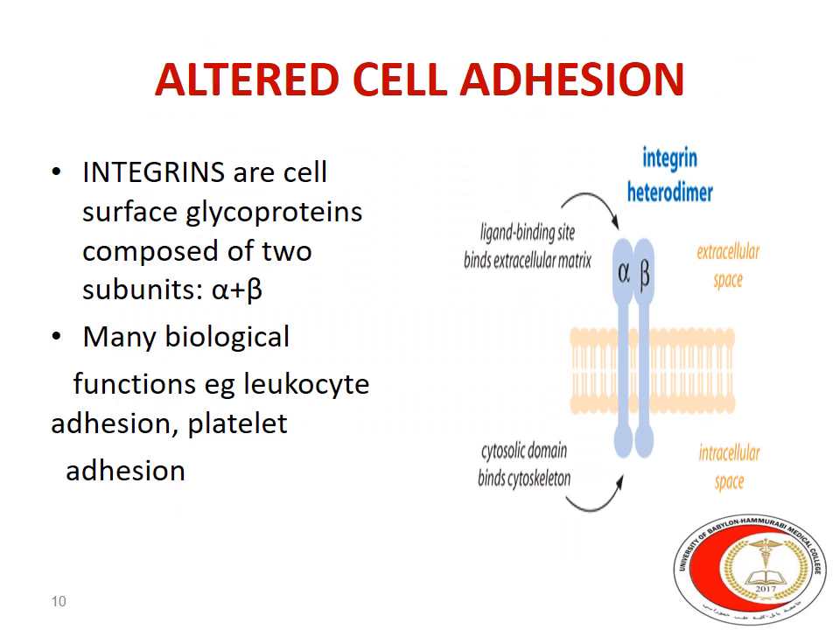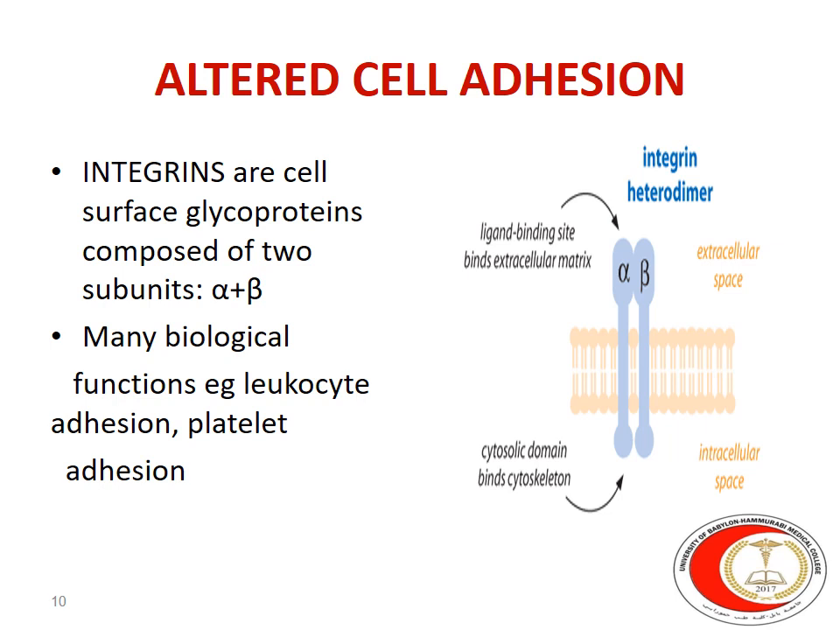The other adhesive molecule is the integrins, which are cell surface glycoproteins composed of two subunits, alpha and beta. Integrins are transmembrane receptors that facilitate cell to extracellular matrix adhesion, and upon ligand binding, integrins activate signal transduction pathways that mediate cellular signals, such as the regulation of the cell cycle, organization of the intracellular cytoskeleton, and movement of new receptors to the cell membrane.